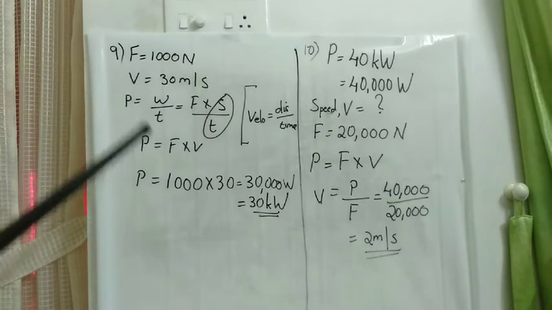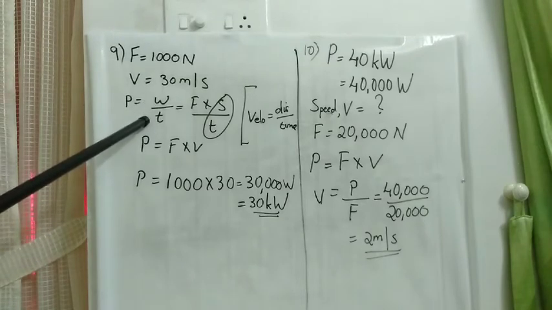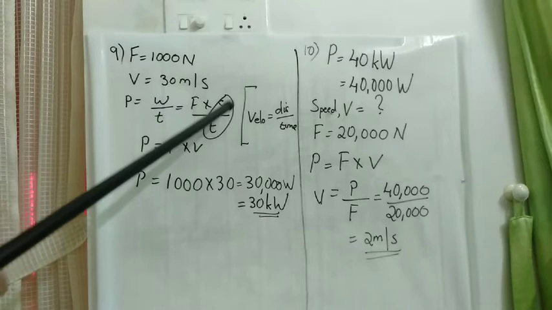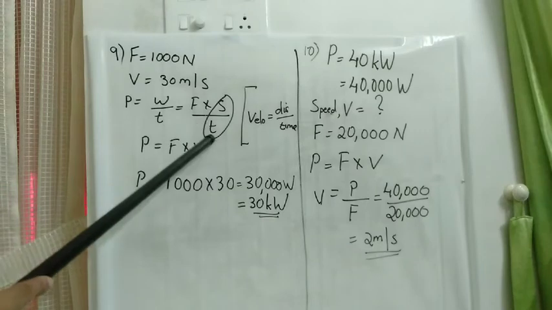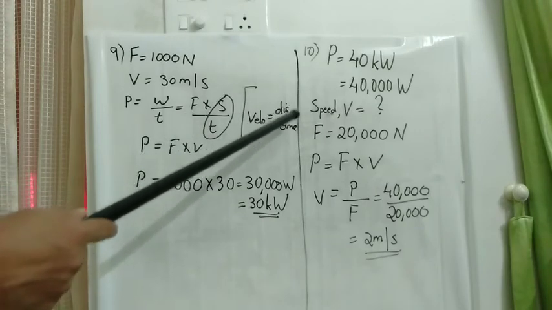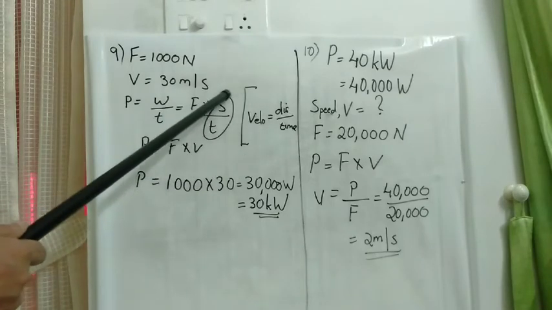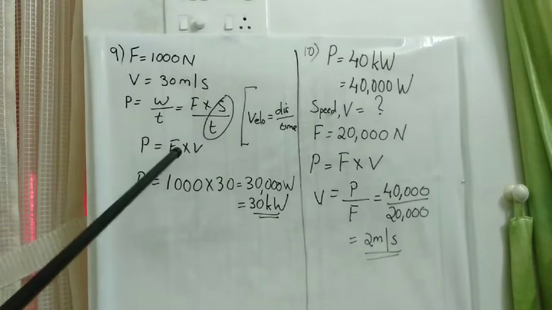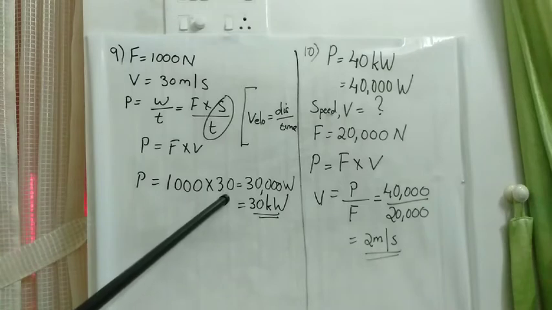So we are asked to find the power of the ox. We have the formula: power is work by time. And we know that work done is force into displacement, or force into distance, by time. And in lower classes we studied velocity. The definition of velocity is distance by time. So instead of distance by time, we can write velocity. So power is equal to force into velocity. So the power of the ox is force into the velocity at which the ox is running.